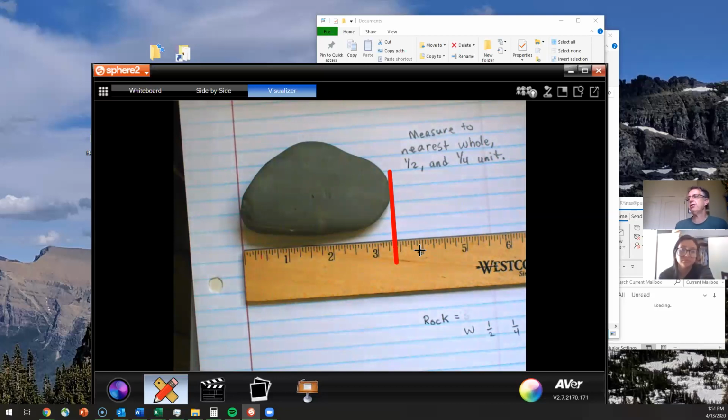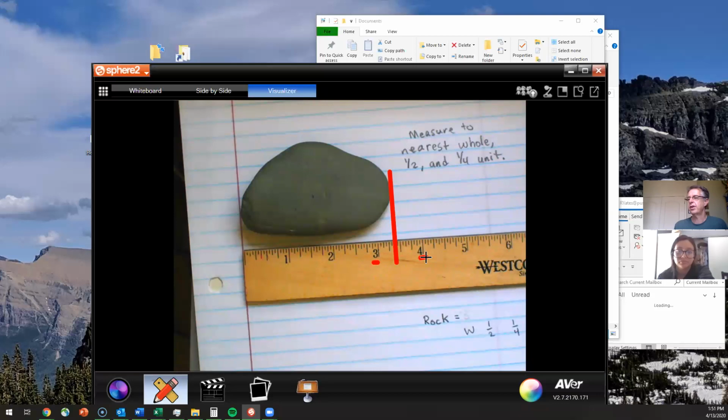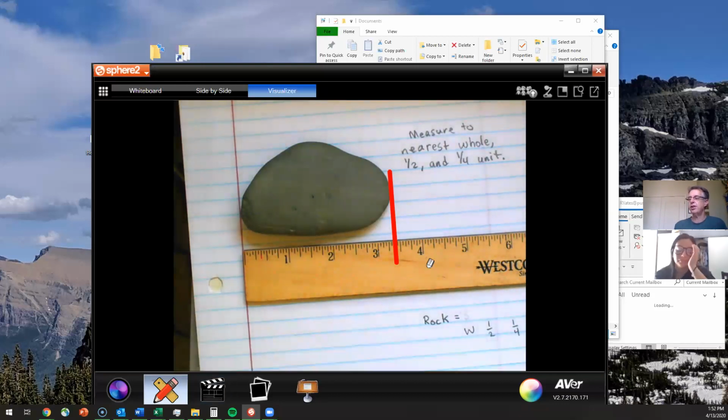My first task is to measure to the nearest whole unit. The whole units on this thing are going to be the 3 and the 4. So I want to decide if this object is closer to 3 or closer to 4. When I look at it, it's pretty clear it's closer to 3 units. So I'm going to go ahead and say that this object is 3 inches long first. Nearest to the whole unit is 3 inches long.